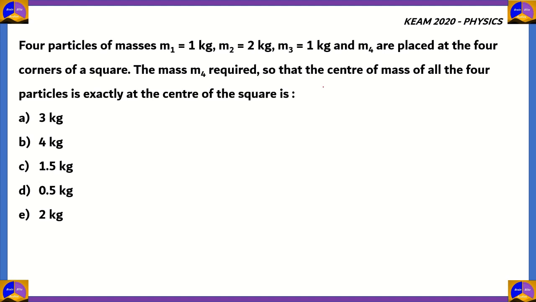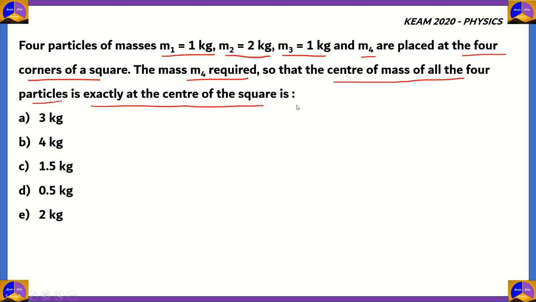Let's look at another question. Four particles of masses m1 equals 1 kg, m2 equals 2 kg, m3 equals 1 kg, and m4 are placed at the 4 corners of a square. The mass m4 required so that the center of mass of all 4 particles is exactly at the center of the square is 3 kg, 4 kg, 1.5, 0.5, or 2 kg.